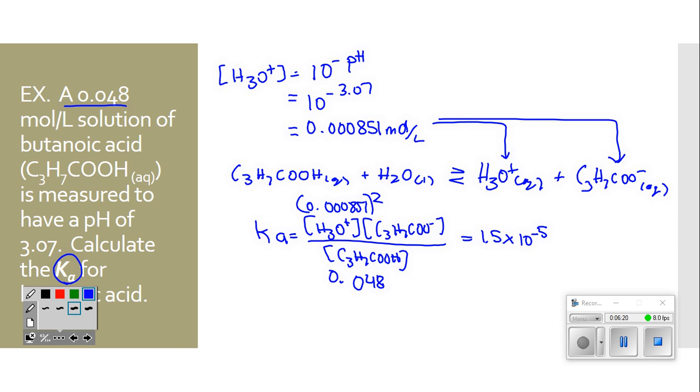Now that's the acid side of the story. We also have to go over the base side of the story. So before we do, does anyone want to ask anything?